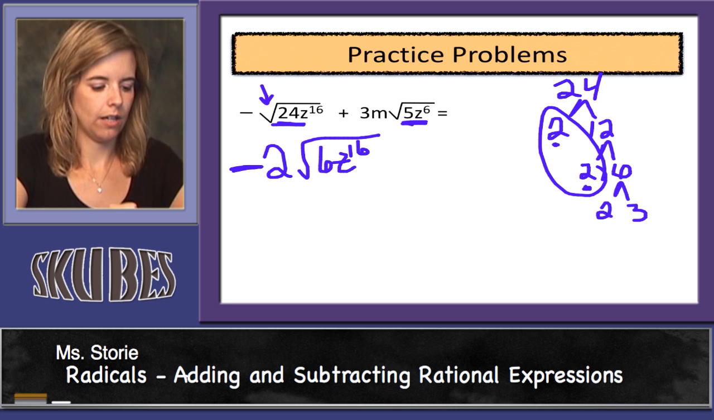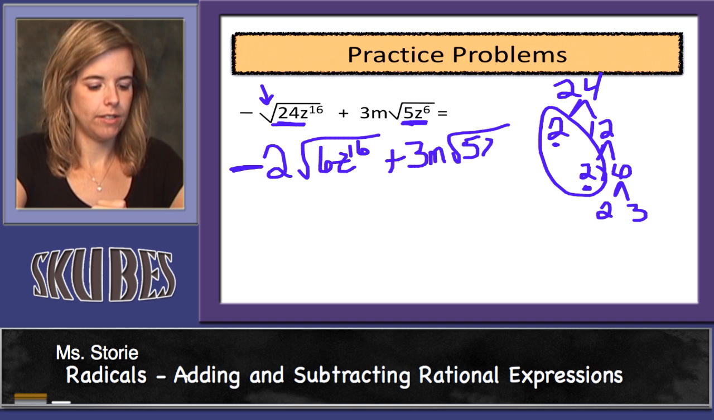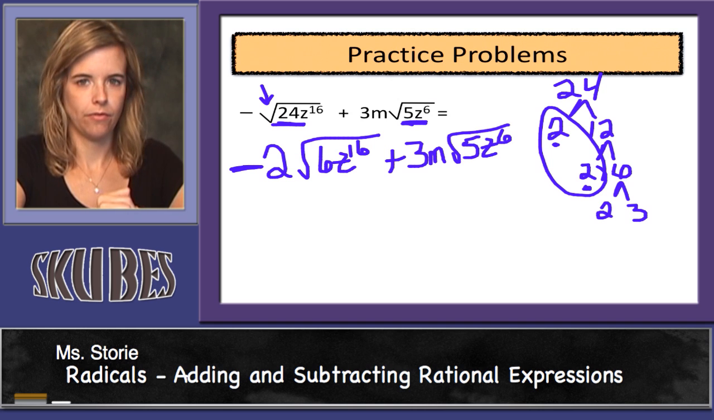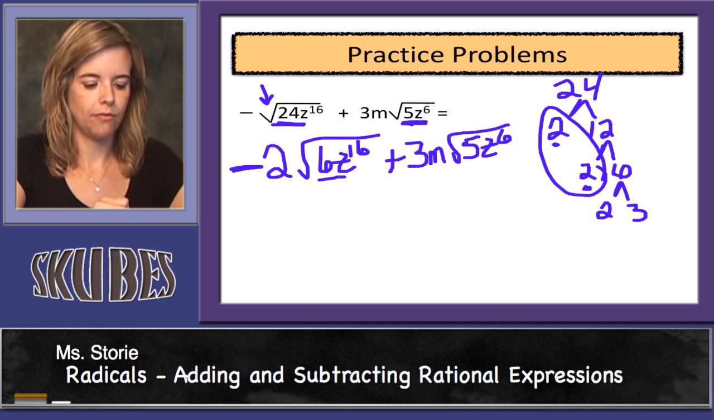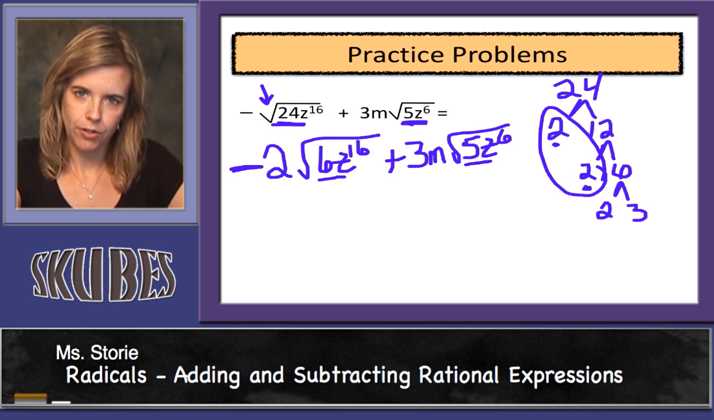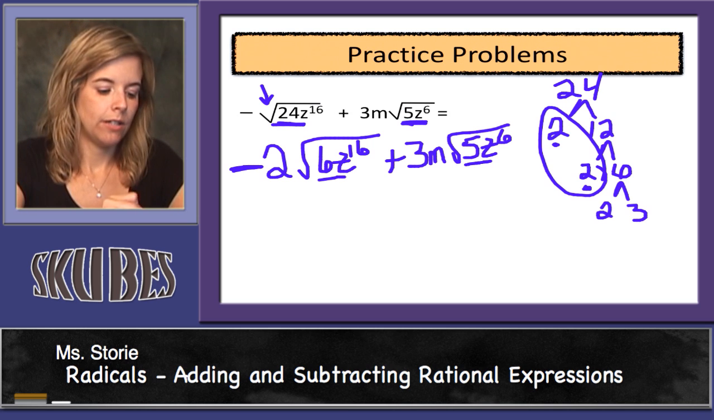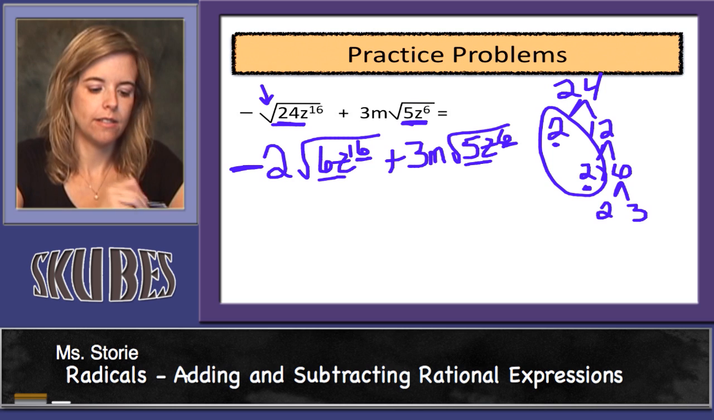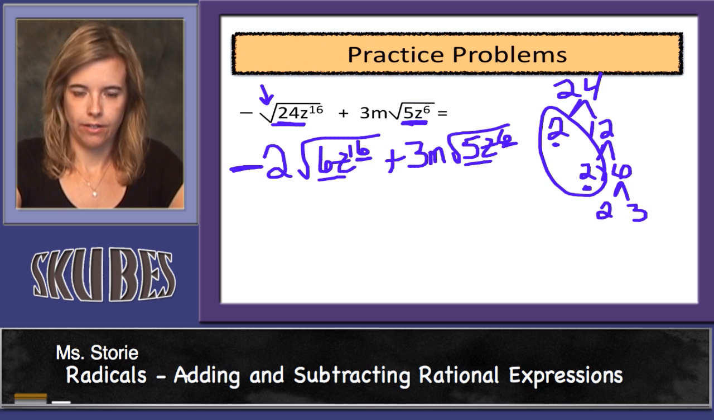and I haven't broken that 16 down yet, but I'm going to add the 3m, 5z to the 6th. Now, the problem is that I have a 6z and a 5z, so I know that these aren't like terms, but I can't stop yet because I know I can also break down the 16 and the 6z a little bit further, and then I can stop.